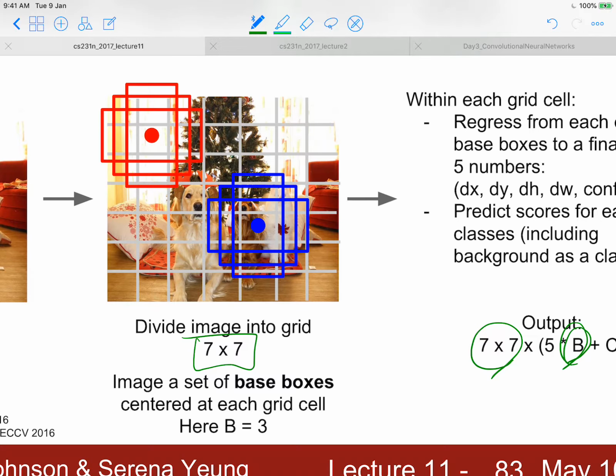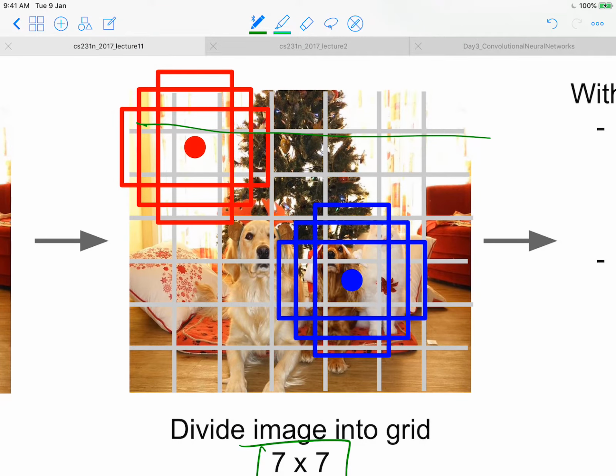Okay, so if we think of this 7 by 7 as a default proposed region size, we can divide this as a regular grid, right? And then for each region, what is the number of B? So B is 3. So for each grid cell, we obtain this one, and this one, and this one: the 3 different versions, by using different aspect ratios and maybe different sizes.